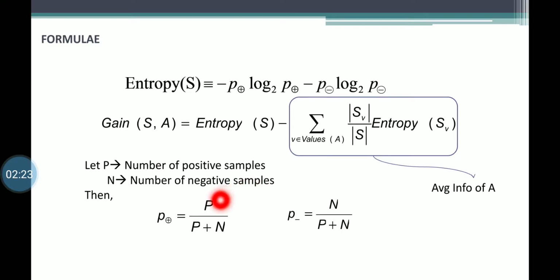Here P positive is nothing but P divided by P plus N, where capital P is the number of positive samples and capital N is the number of negative samples.